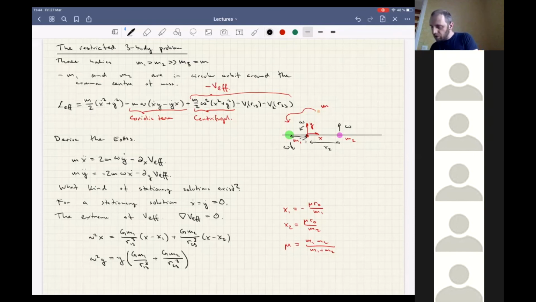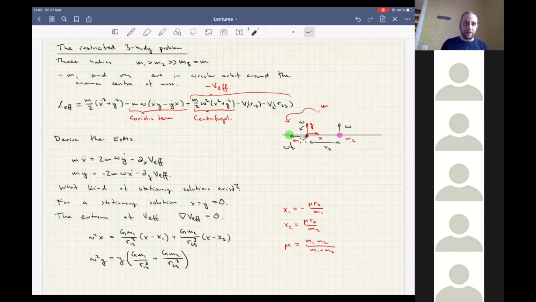And our problem is to find out where those stationary points are. That's going to tell us something qualitatively about this restricted three-body problem. Now, if we focus on the y, what kind of solutions can you see for this equation? One is y equals 0. Yeah. So the first obvious solution is y equals 0.